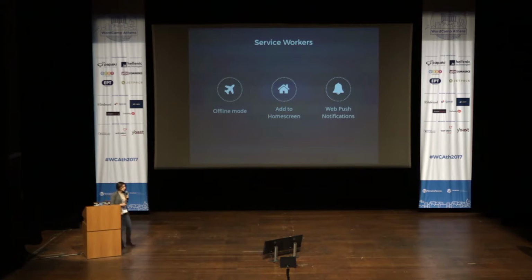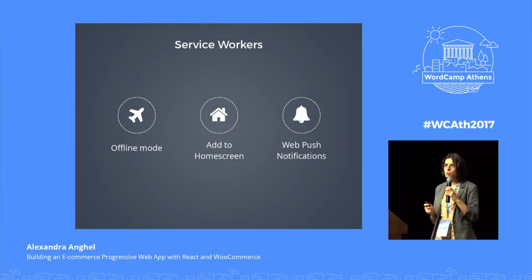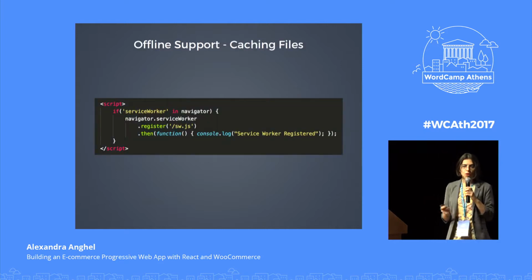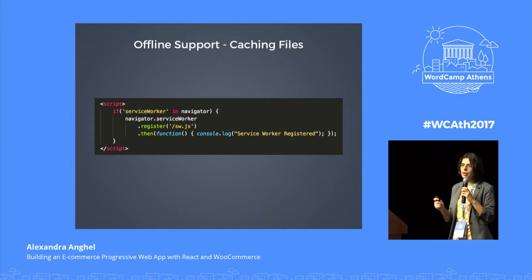In the final part of the presentation, I'm going to talk a little bit about features that require service workers. And these are offline mode, add to home screen or web app install banners, and web push notifications. Just on a small note, all features that are implemented using service workers require that the application is secured using HTTPS. For offline mode, there are two things that we need to take into consideration. One is caching the application files, and the other one is caching the data that we read from the API.